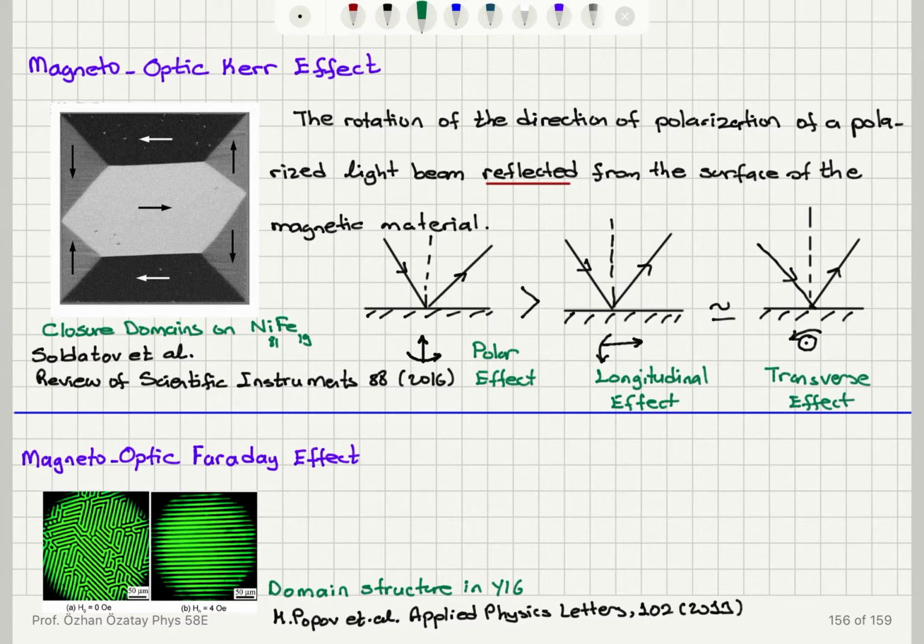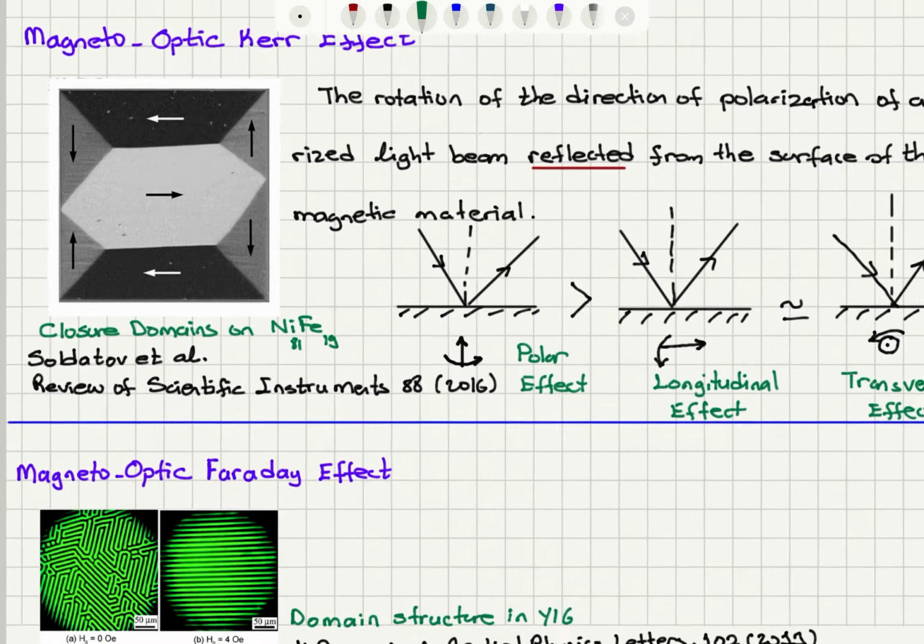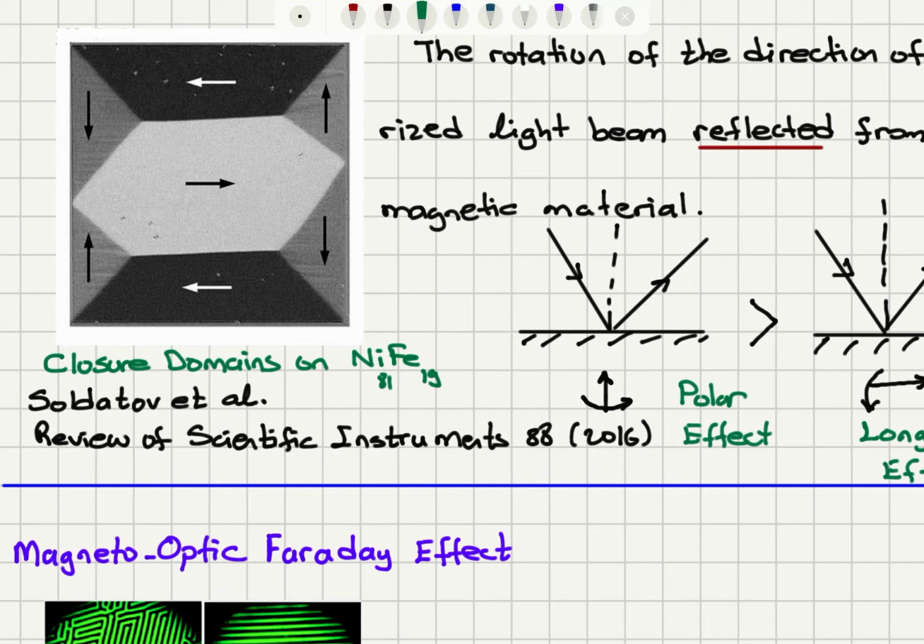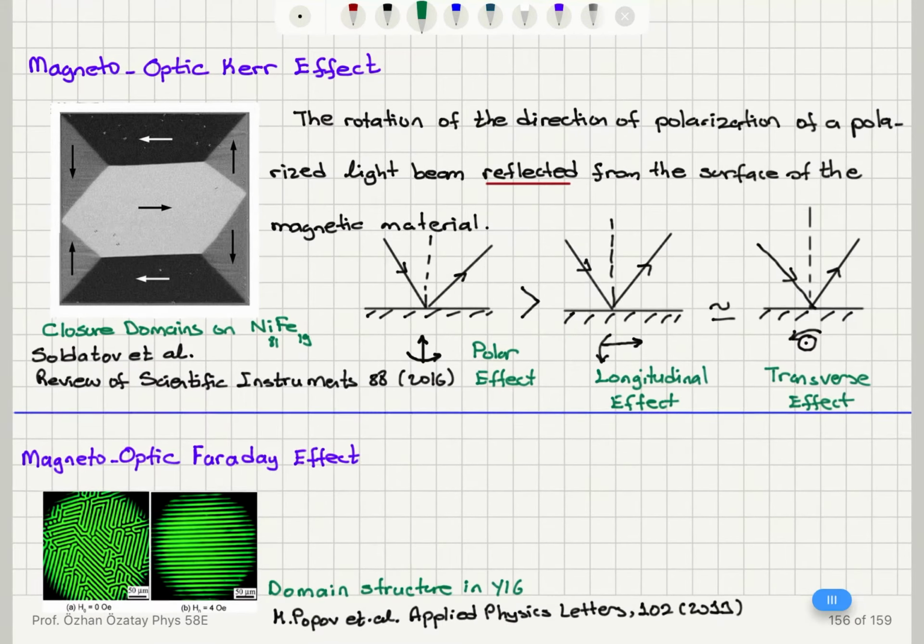Transverse magneto-optical Kerr effect, and that has a signal level comparable to the longitudinal effect. So for the best MOKE measurements, we need to look at specimens that have an out-of-plane magnetization. Here is one example from Soldato et al.: closure domains on nickel 81, iron 19. You can clearly see a nice contrast between different domains.